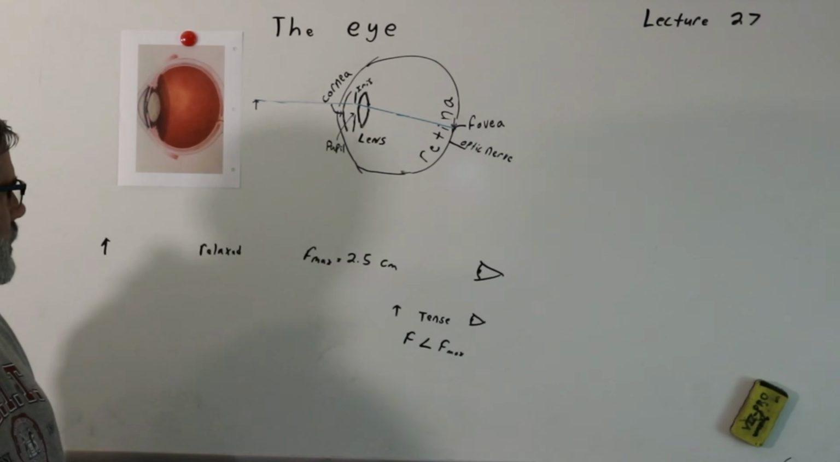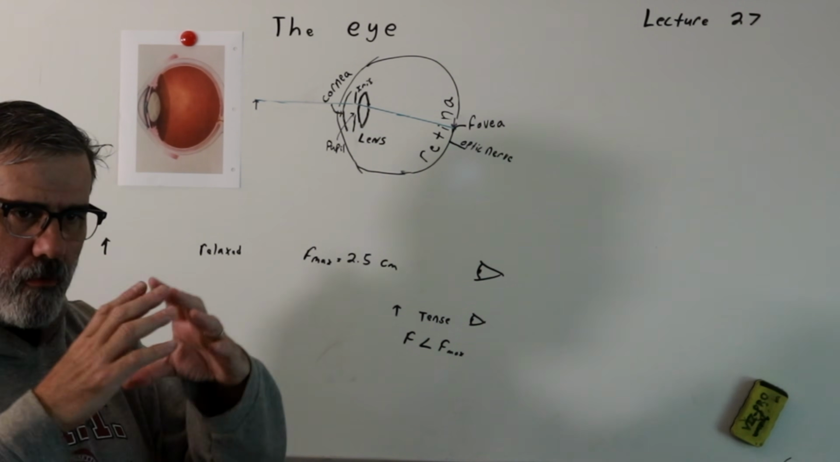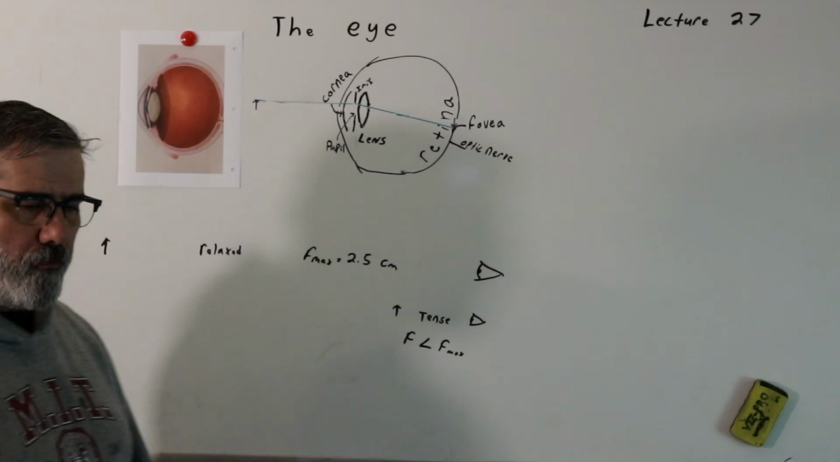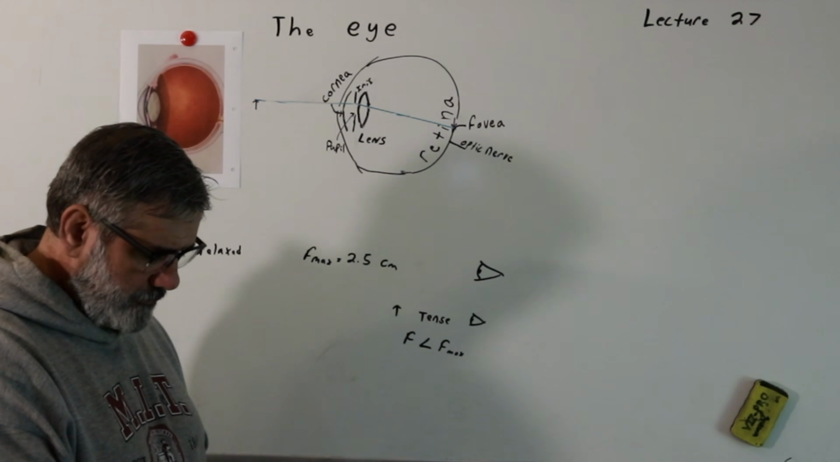And so that's why when you tense up your eyes, it's increasing the curvature of this lens, or making it more rounded, right? And that's decreasing the focal length. So it's actually the opposite of what I had always thought, but that's okay.